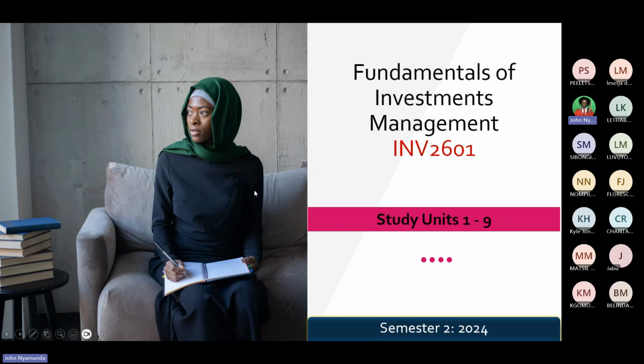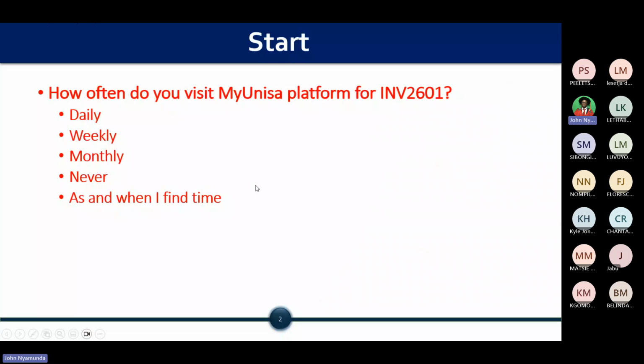How often do you visit my UNISA platform for INV2601? I think there should be a pop-up which comes. If there's a pop-up, choose there. If there's no pop-up, you can just type in the chat.